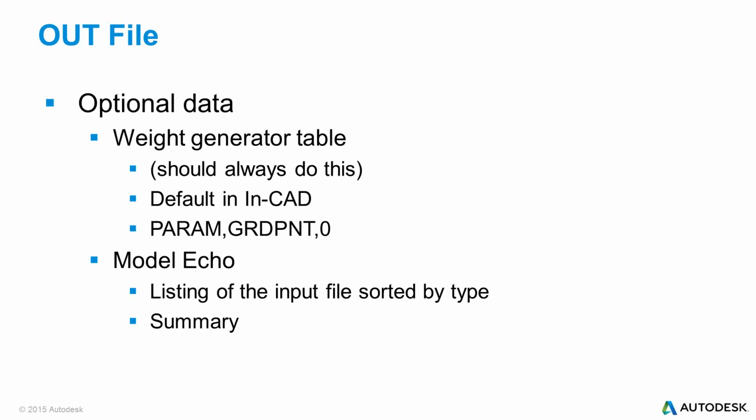The other thing it does, and it'll actually do by default, is a summary. It'll say I've got 200 bars, 600 beams, 45,000 quads, 3 contacts, things like that. And those are always nice, a little summary of what you've got in your model. And again, those are optional. Most of them are on by default.